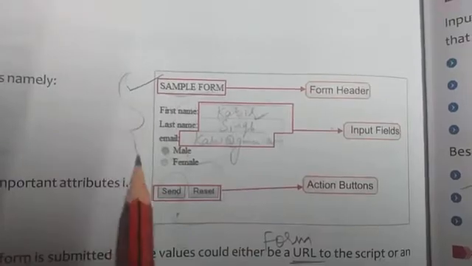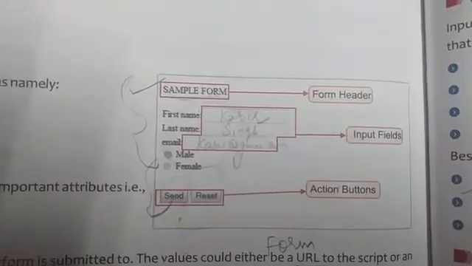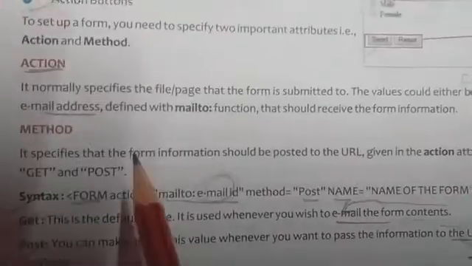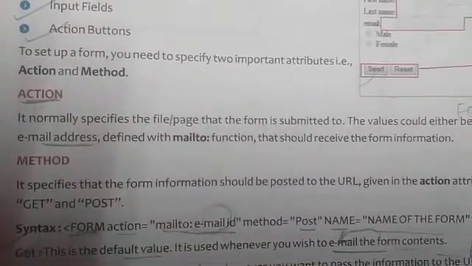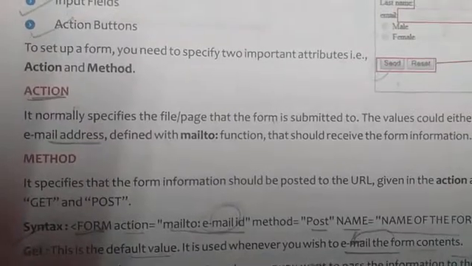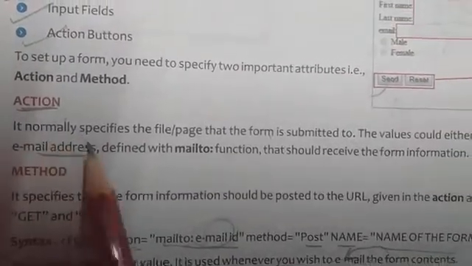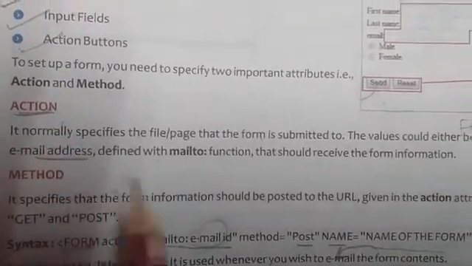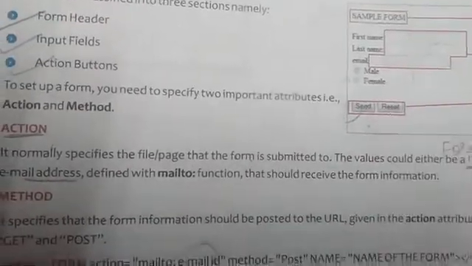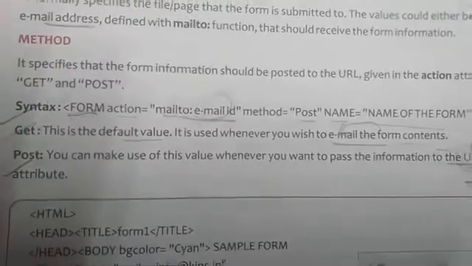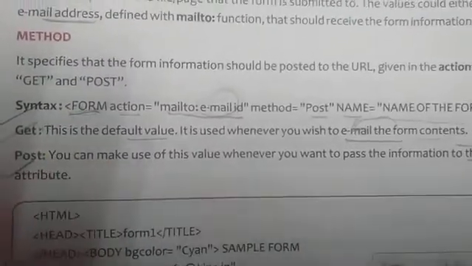So these three are the main parts of the forms. Next we have to set up a form. You need to specify two main important attributes, that is action and method. So what will action do? In this part we will define the email address where all these values will be stored, and in method there are two types of method, get and post.